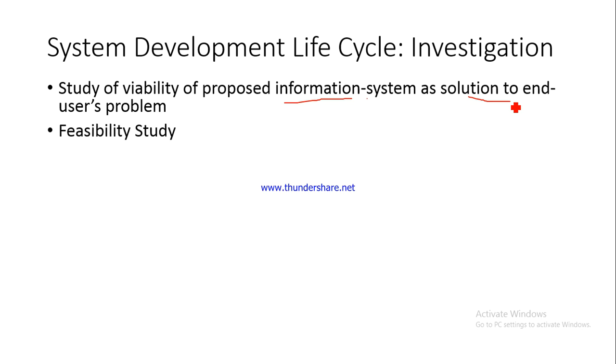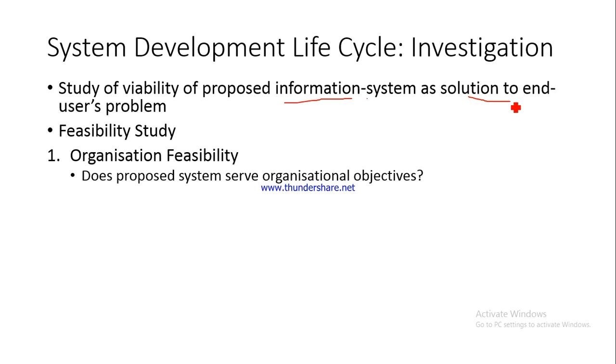And how do we do this? We basically conduct feasibility studies. We try to check the organizational feasibility. Does the proposed system serve the organizational objectives? Do they mesh in well with the organizational objectives and organizational goals and the organizational strategy? So naturally they would have a value for the organization only if they fit in well with the organizational strategy and they help the organization achieve its objectives, right?